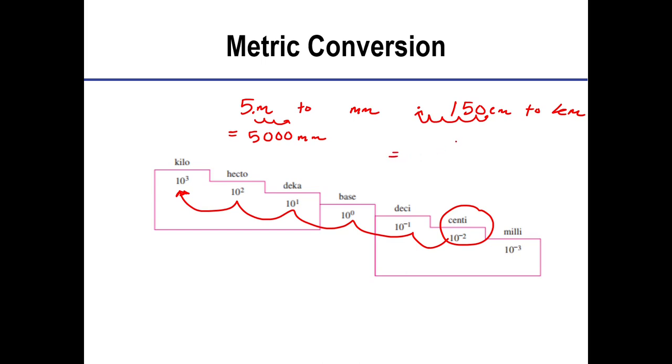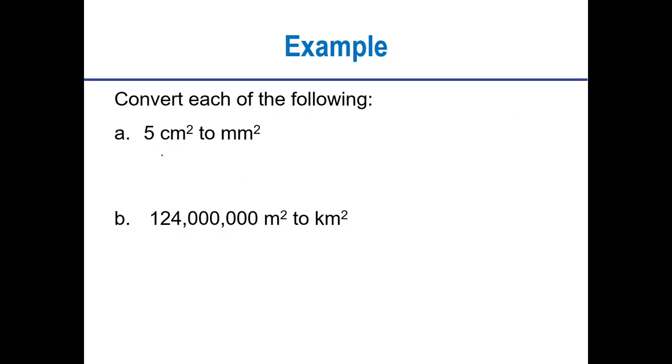So 150 centimeters is equivalent to 0 point, and I need 1, 2 zeros here, 1, 2, and it is this much kilometers. So 150 centimeters is equivalent to 0.00150 kilometers. So this is a quick review of what we have already done in the previous lecture. Now let's try to convert 5 centimeters squared to millimeters squared.